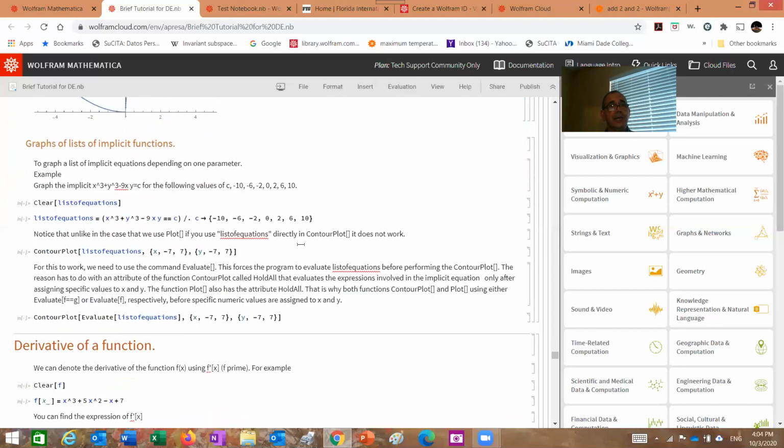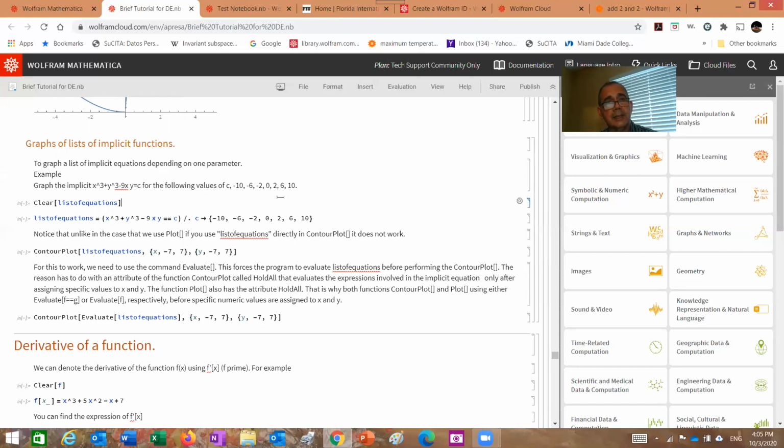Now we can also graph lists of implicit functions. To graph a list of implicit functions depending on one parameter, for example, graph these implicit equations for the following values of c. When c is -10, -6, -2, 0, 2, 6, 10.